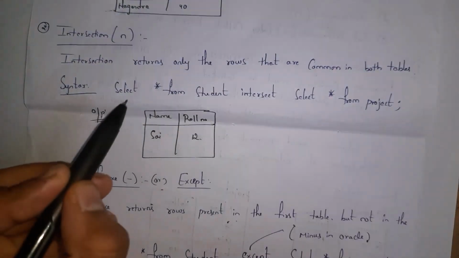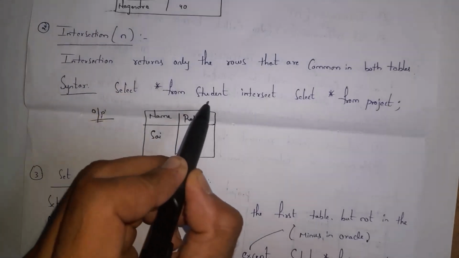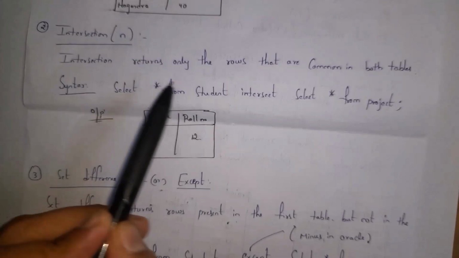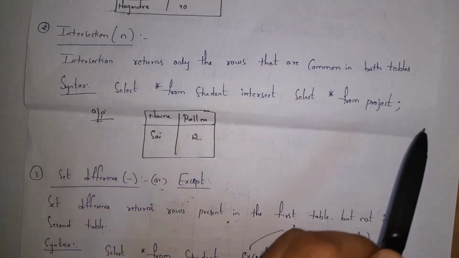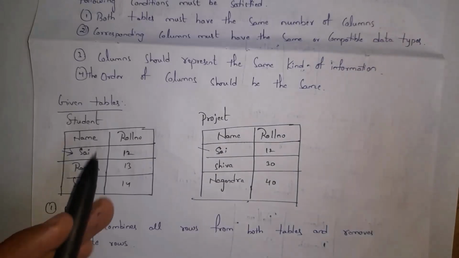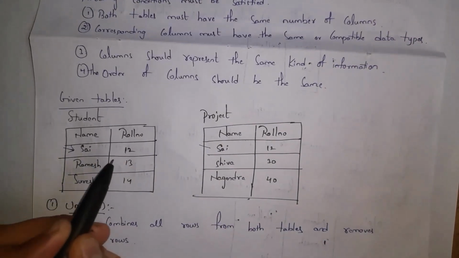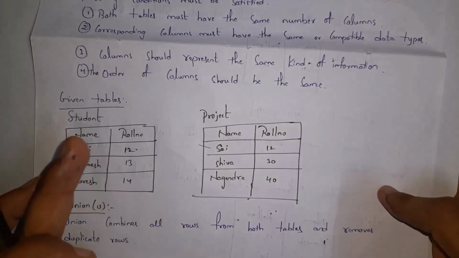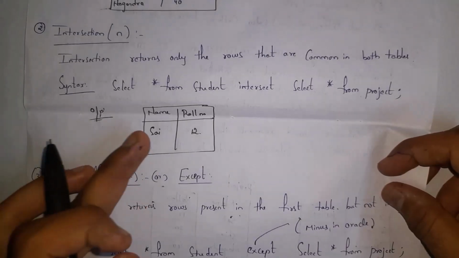This is the syntax: select star from table name student, intersect, select star from table name project. So: select star from student, intersect, select star from project. Whenever I write this line of code and click enter, this is my output. In both these tables, name Sai, roll number 12 is common. So I'll get output, name Sai and roll number 12. Similar data from both tables is selected.